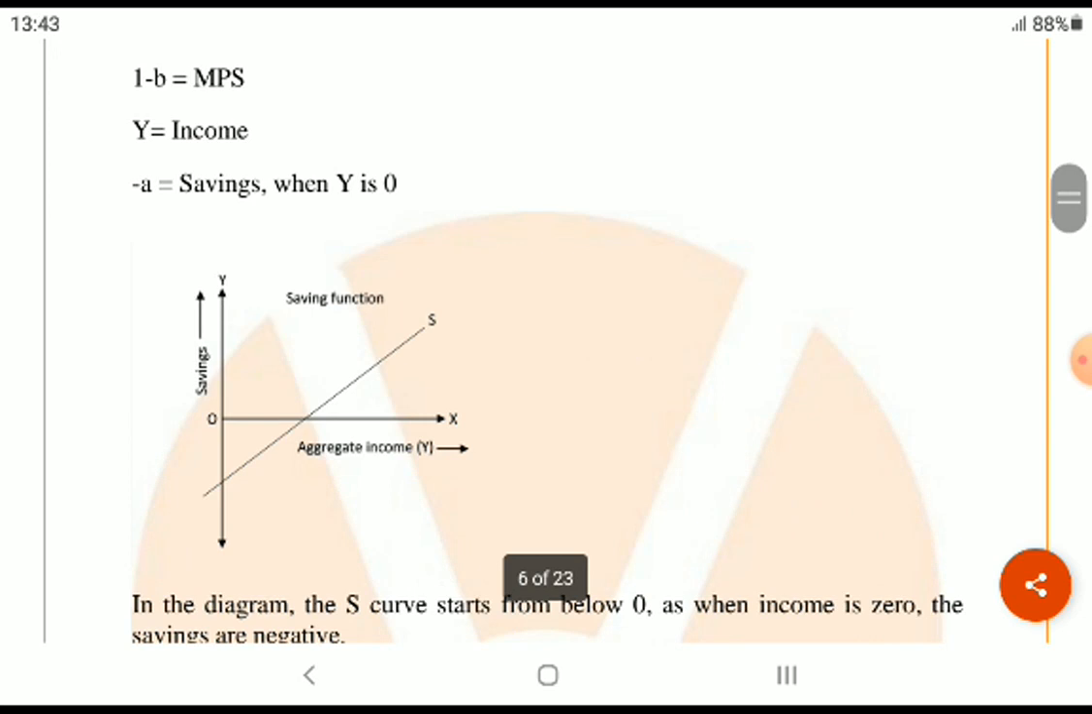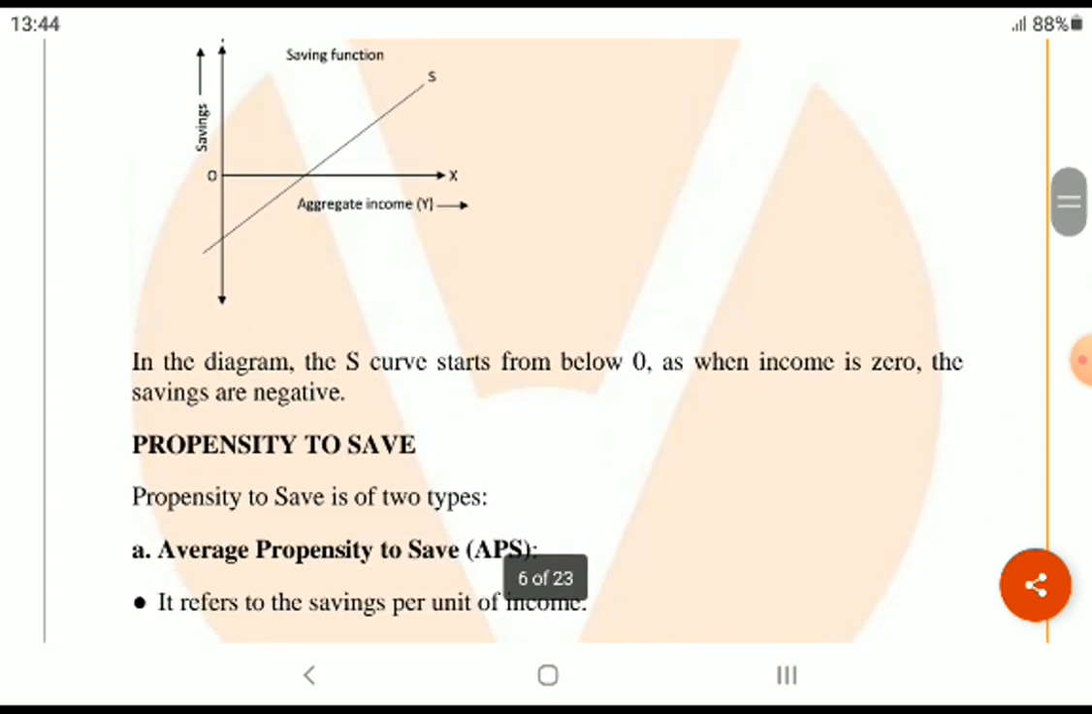Savings function, savings against aggregate income, with income on the X axis and savings on the Y axis. In the given diagram, the S curve starts from below 0, as when income is 0, the savings are negative.